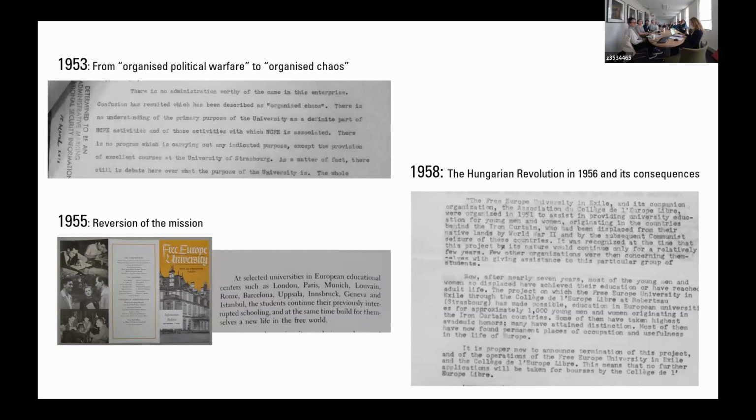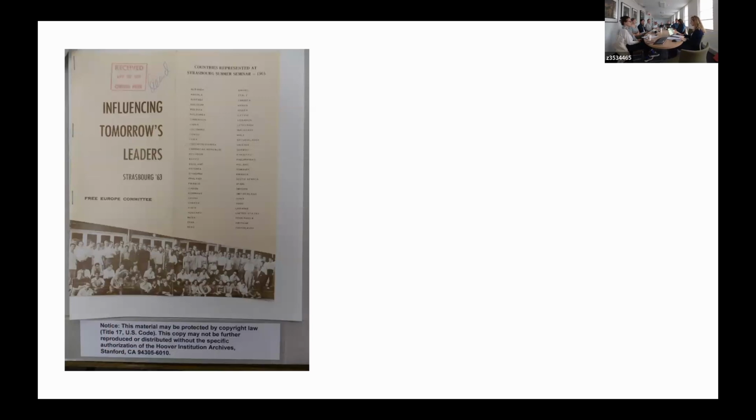It was recognized at the time that this project by its nature would continue only for a relatively few years. After 7 years, these young people already completed their studies or reached adult life. It is proper now to announce the termination of this project. Quotation ends. This is how the story of the Free Europe University in Exile and the Free Europe College ended, despite years of overt and covert commitment to training a future intellectual elite in the event of the collapse of the communist regimes behind the Iron Curtain.